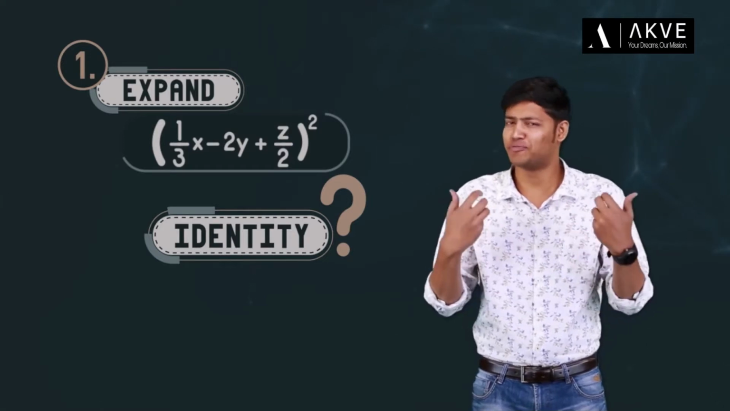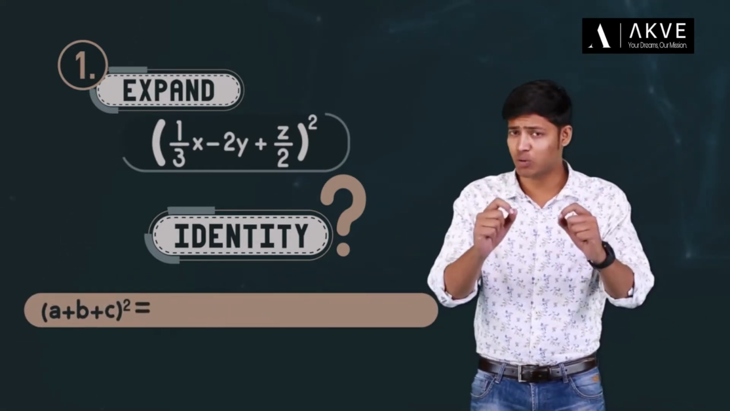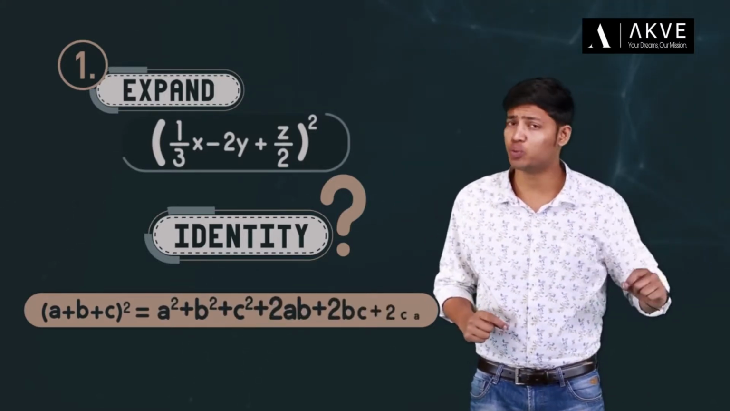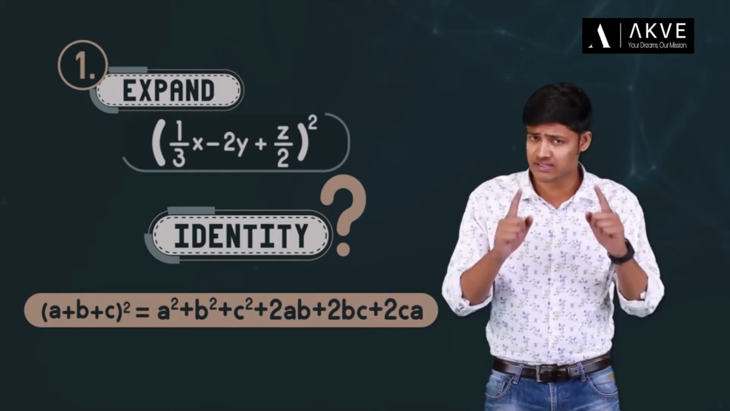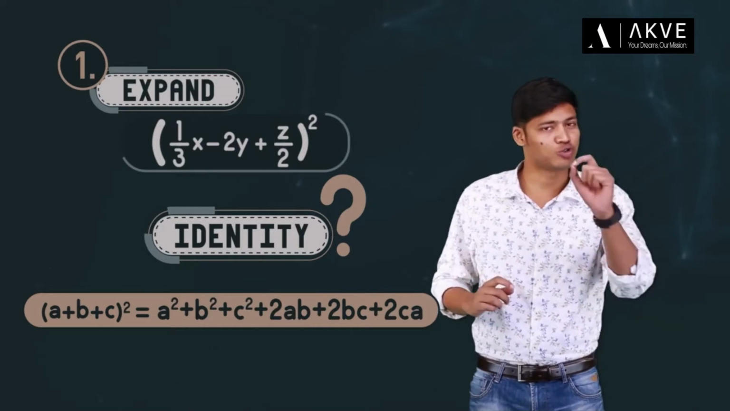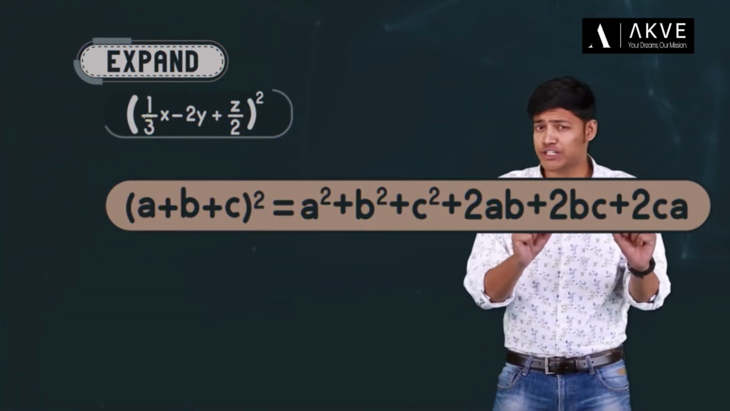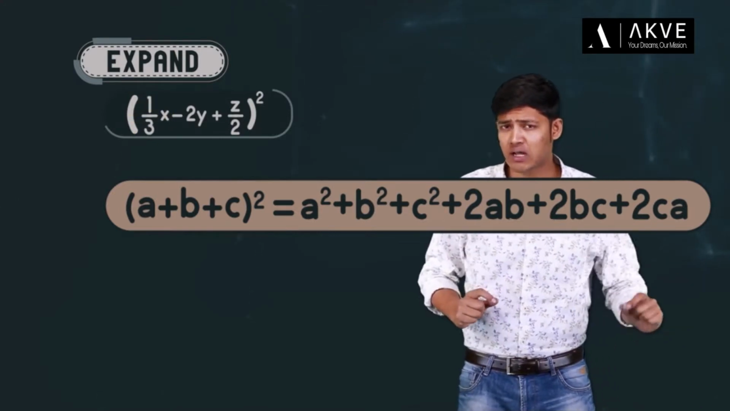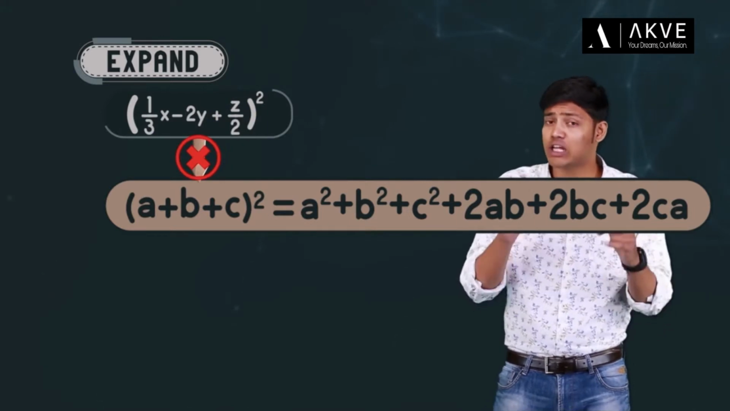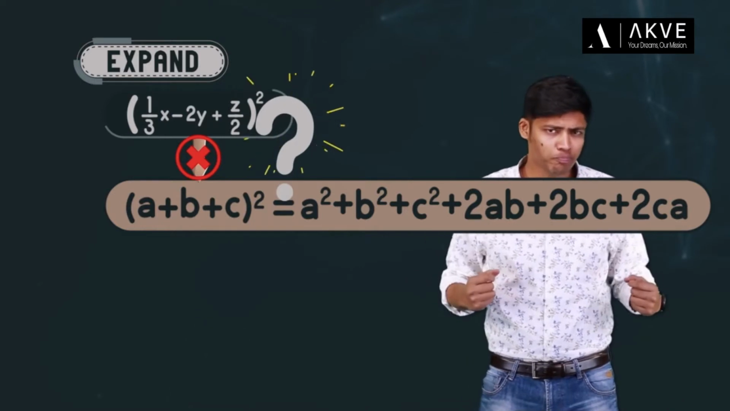The identity that we can think of is (a + b + c) whole squared equal to a squared plus b squared plus c squared plus 2ab plus 2bc plus 2ca, since there are 3 terms here and the exponent of the sum is also 2. But if you observe carefully, the expression (1/3 x − 2y + z/2) is not exactly in the form of a plus b plus c. So what should we do now?